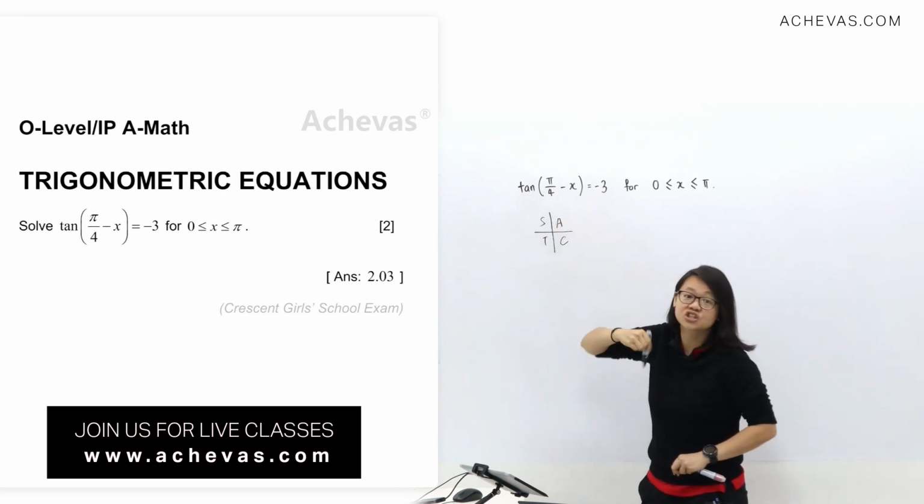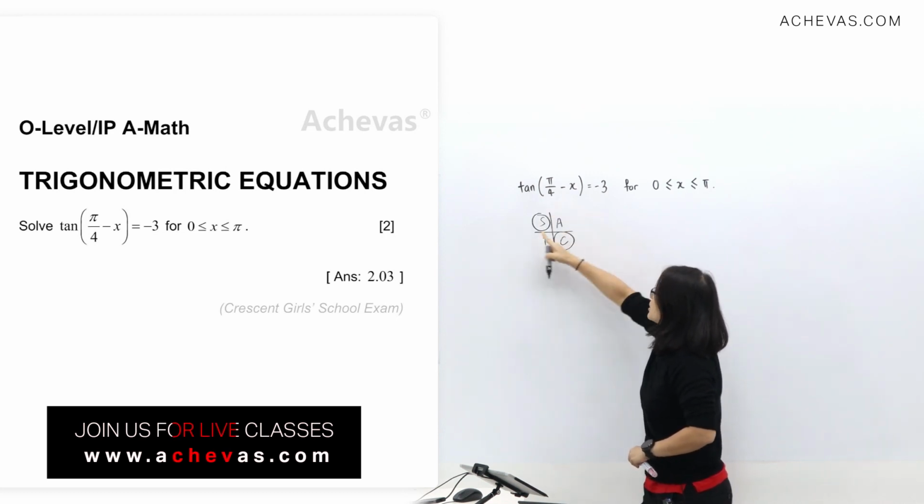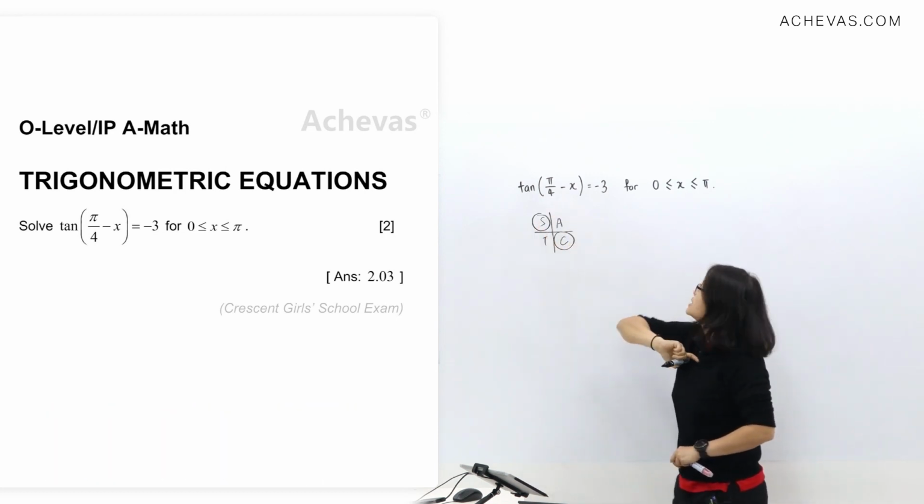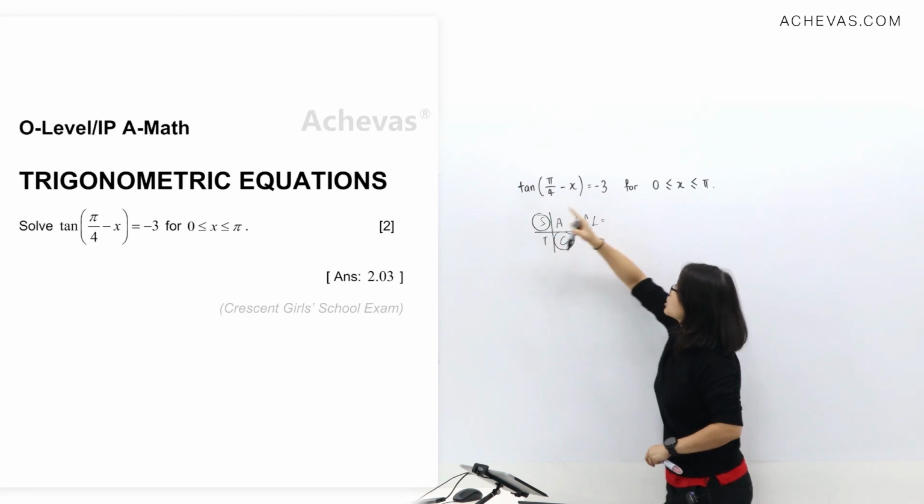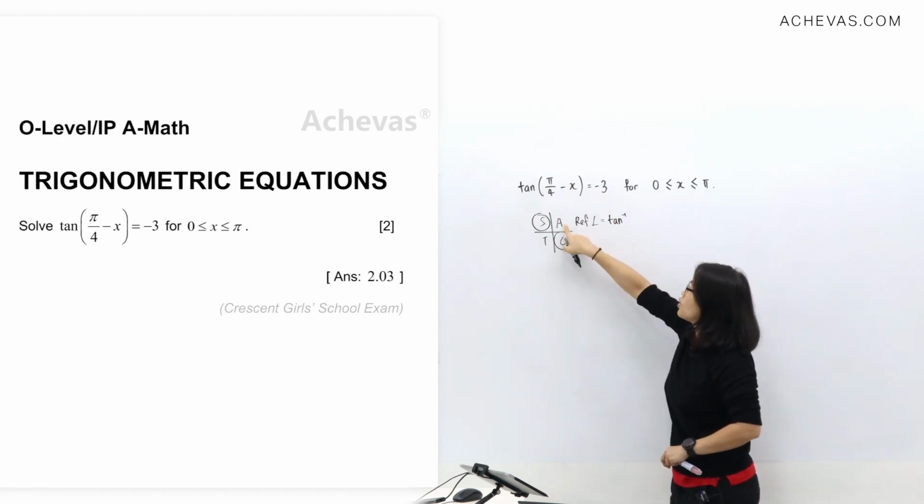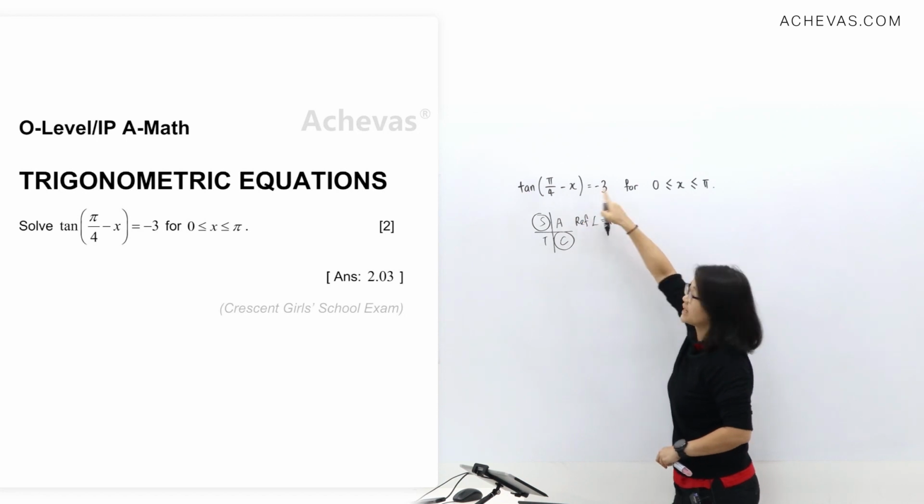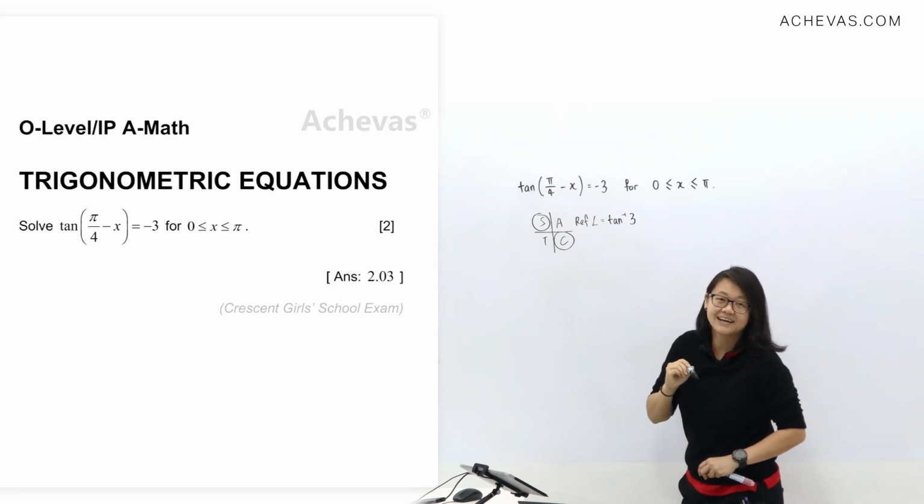Where is tangent going to be negative? It's going to be this quadrant here and this one here, quadrants 2 and 4. Next, we're going to find the reference angle by taking tangent inverse. Be careful, I want it in quadrant 1, so I do not want to write the negative. We'll take tangent inverse of +3 here.